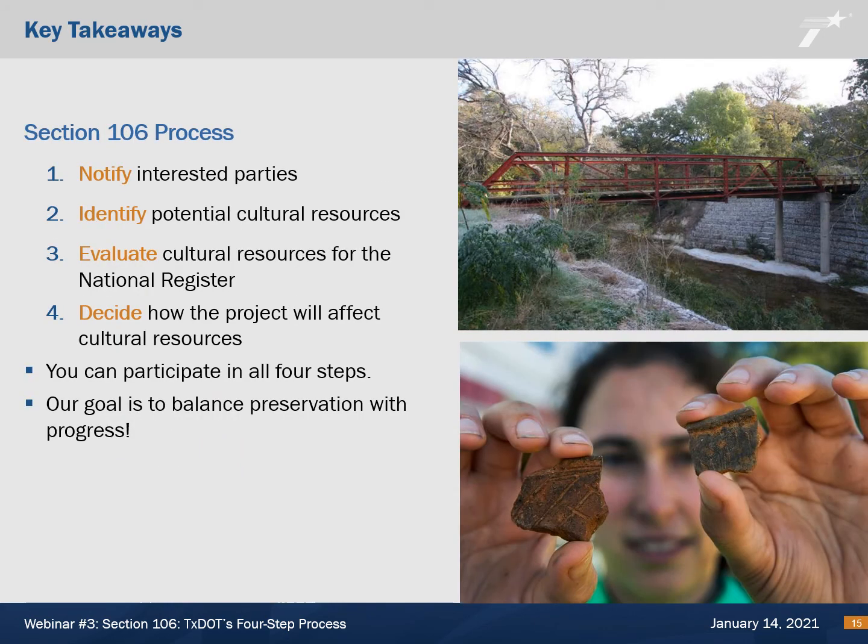Let's summarize our discussion with some key takeaways. Section 106 is a process for considering how the project impacts cultural resources. Our 4 steps are notify, identify, evaluate, and decide. Our professional staff are trained to carry out each of these steps. But we can really use your help in each step of the process. TxDOT considers the views of consulting parties and the public in Section 106. Your input helps us arrive at the best possible option that balances historic preservation with progress.